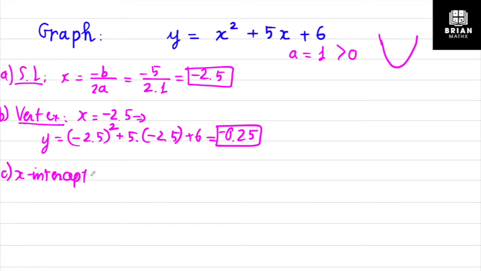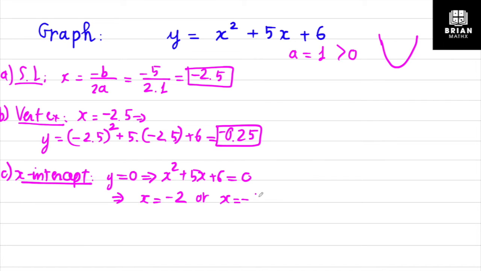For the x-intercept, you put the value of y equal to 0, and you get x squared plus 5x plus 6 equal to 0. Using a calculator, you will figure out x equal to negative 2 or x equal to negative 3. So you got two points: negative 2, 0 and negative 3, 0.